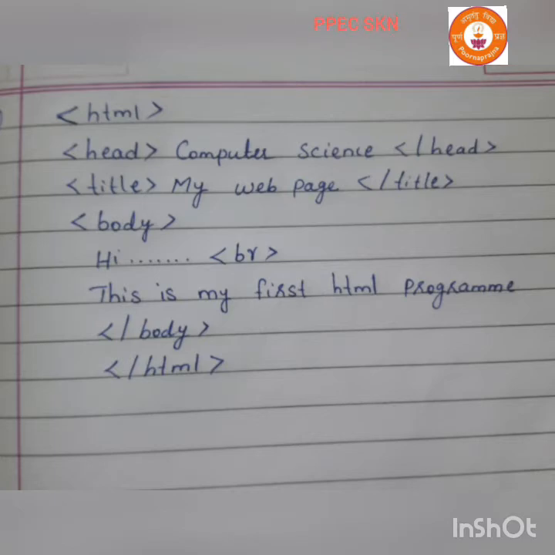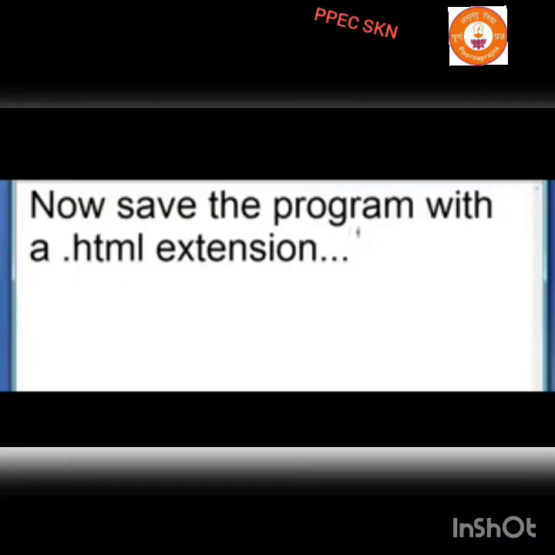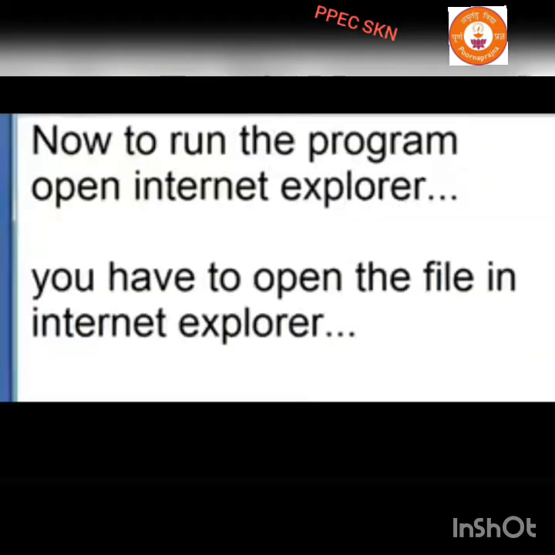After typing the program, what will we do? We need to save the program with a name.html or .htm extension. After saving the program, open the program with a web browser. After saving with .html, your notepad icon will change to a web browser symbol. Double click and open. You can see your web page.